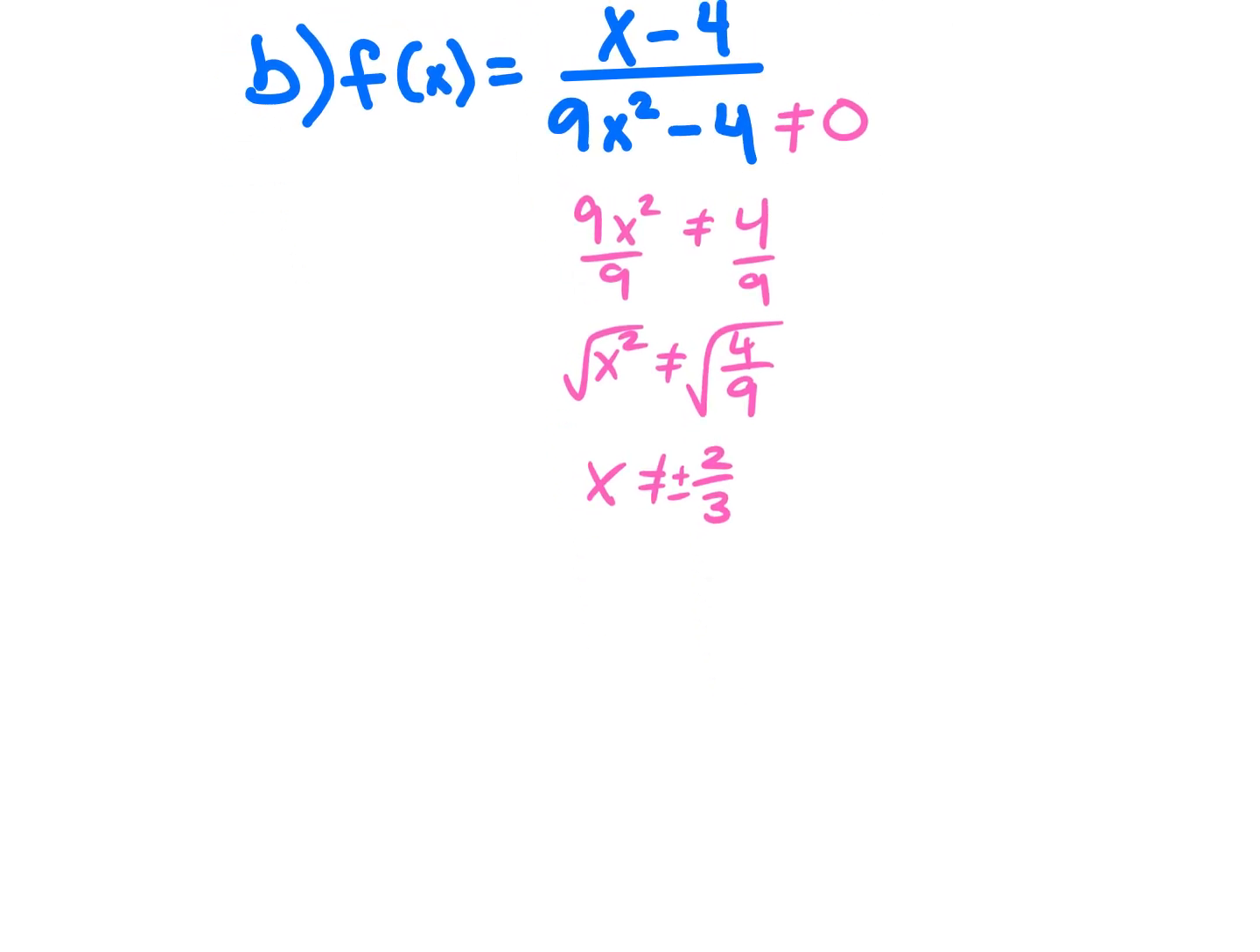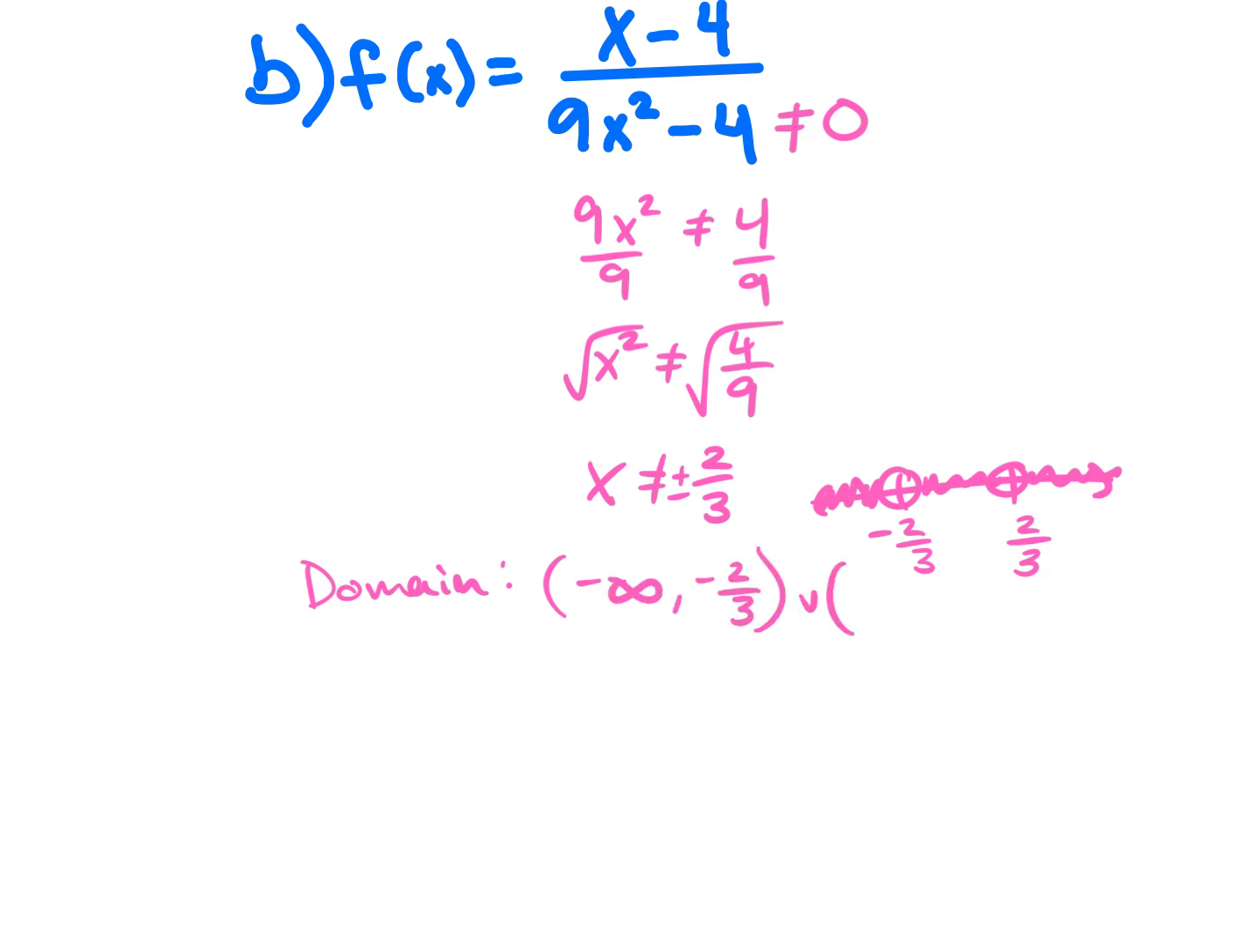How would we write that in interval notation? If I put it on a number line, x could be anything except negative 2 over 3 and positive 2 over 3. So how would we write that? Negative infinity to negative 2 over 3, with a union, negative 2 over 3 to 2 over 3, and 2 over 3 to infinity. Awesome. Perfect.